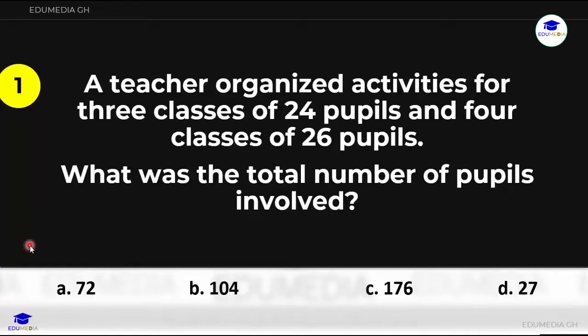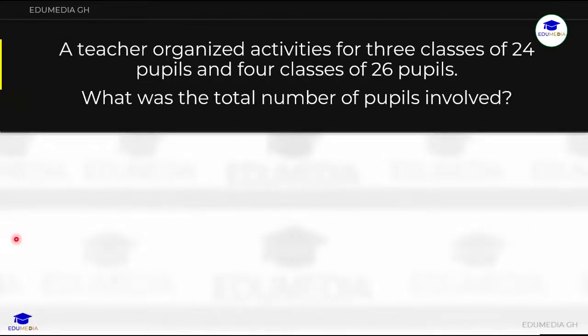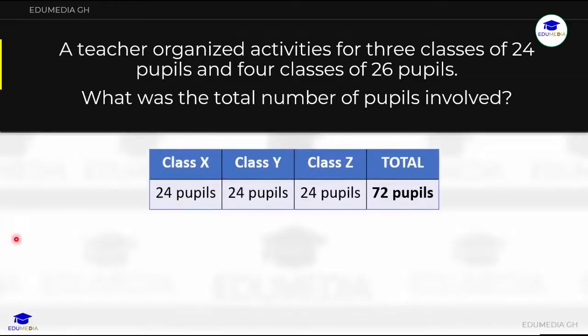Question 1. A teacher organized activities for 3 classes of 24 pupils and 4 classes of 26 pupils. What was the total number of pupils involved? This question involved 2 categories of classes. The first category involved 3 classes of 24 pupils, and the second category is about 4 classes of 26 pupils. To solve this, I will start by analyzing the 3 classes, which involves 24 pupils.